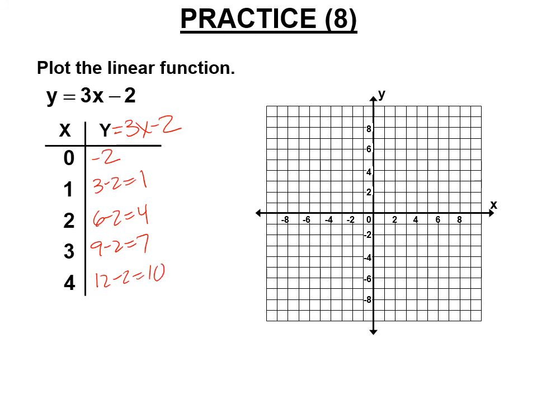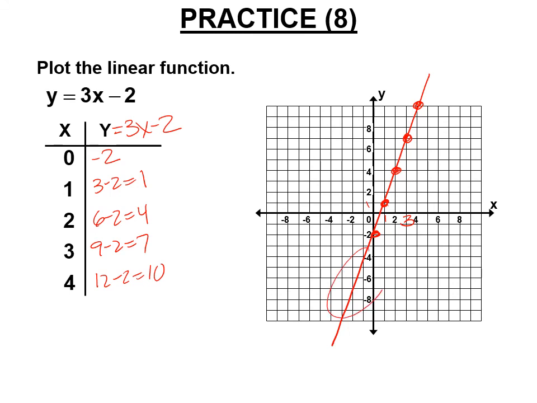So we have these points. We have (0, -2). You're drawing a sketch. (1, 1), which is right there. (2, 4). (3, 7). And (4, 10), right? Well, those 5 points all nicely came out in a line. So I'm pretty sure I did it correctly. I'm going to draw a nice long line.